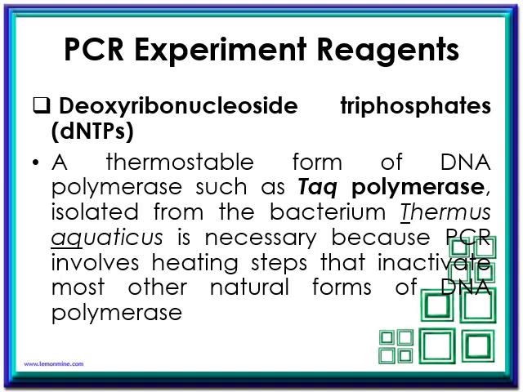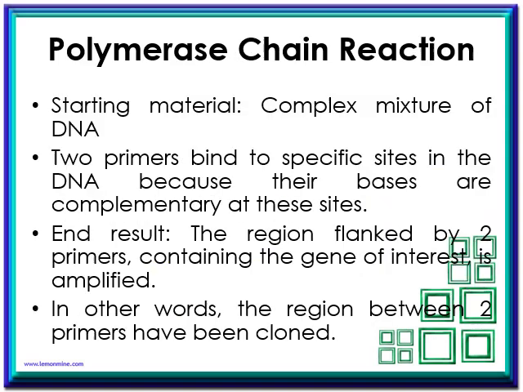So, dNTPs, or deoxyribonucleoside triphosphates. And a thermostable form of DNA polymerase, such as Taq polymerase from Thermus aquaticus. It is necessary because PCR involves heating steps that inactivate most other natural forms of DNA polymerase.